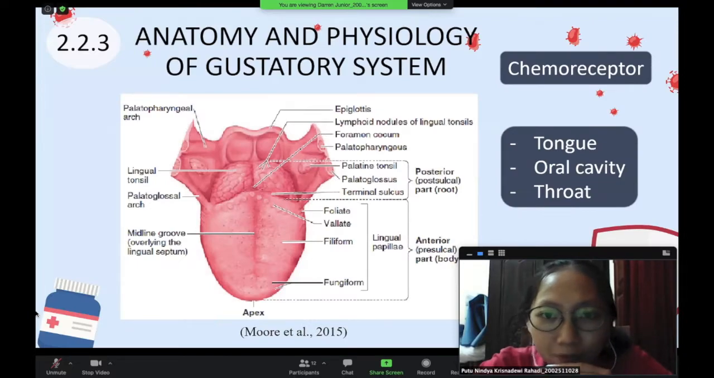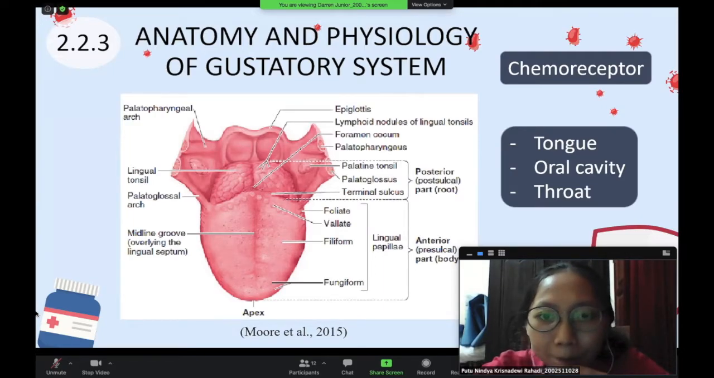Next is anatomy and physiology of gustatory system. The gustatory system is a kind of spatial sense that detects chemical scents, specifically taste. There are 5 primary tastes that can be recognized. They are sweet, salty, bitter, sour, and umami. The kind of receptor is chemoreceptor. In the surface of the tongue, there are papillae that contain the taste buds. The taste buds also can be found in the oral cavity and throat.